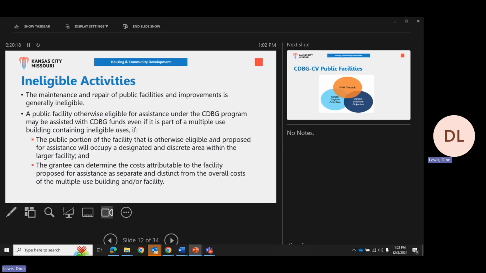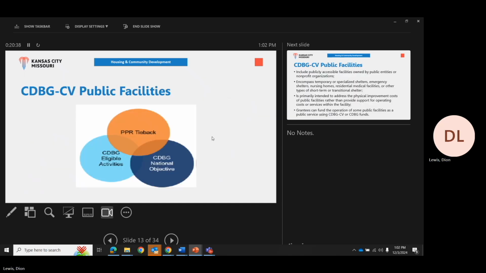The grantee can determine the cost that attributes to the facility proposed for assistance as separate and distinct from the overall cost of the multiple use building and or facility. So again, it can't be restricted. It has to be all inclusive.